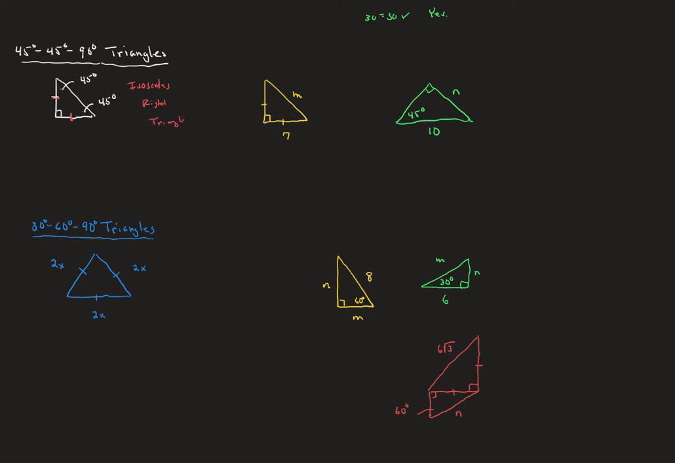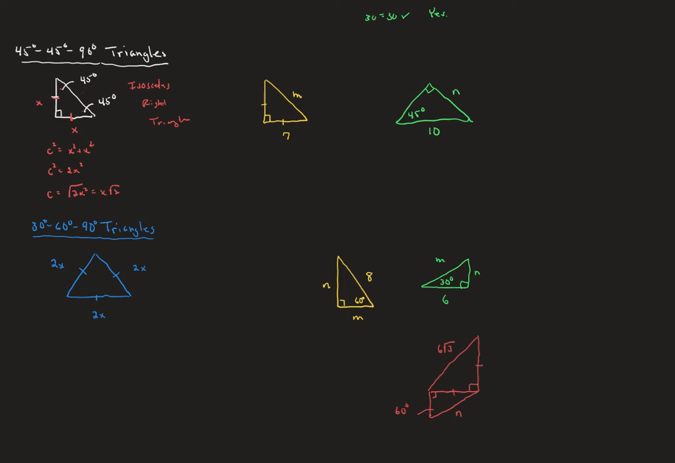Now we can see that because it's isosceles, if we call these two side lengths x, and I don't know what the hypotenuse is yet, but we'll figure that out, then we can say from the Pythagorean Theorem that c squared is x squared plus x squared, so c squared is 2x squared, so c is the square root of 2x squared, which is x square root of 2.